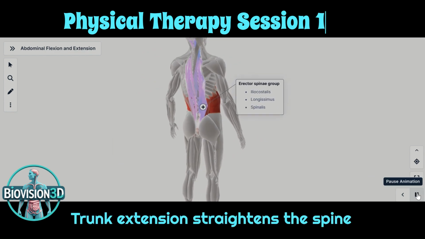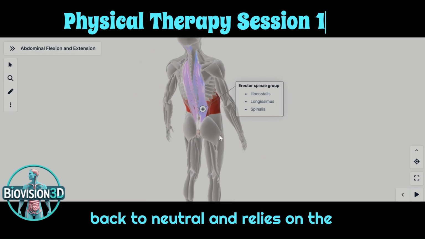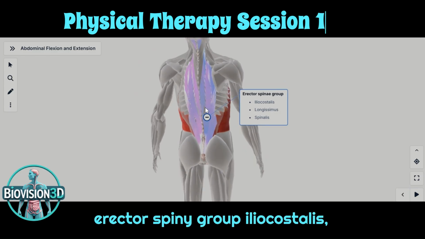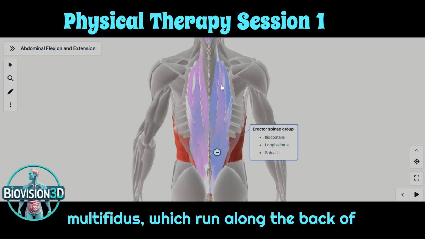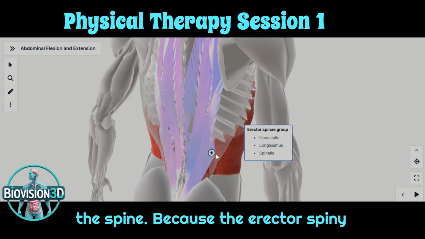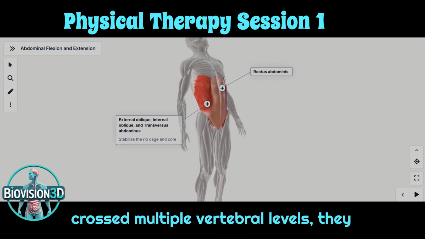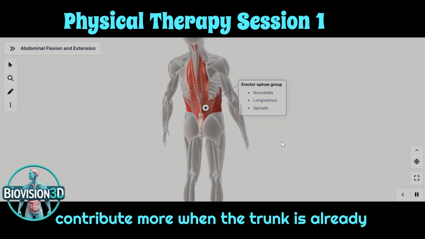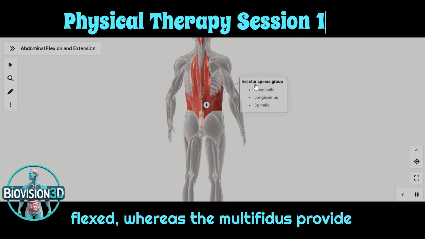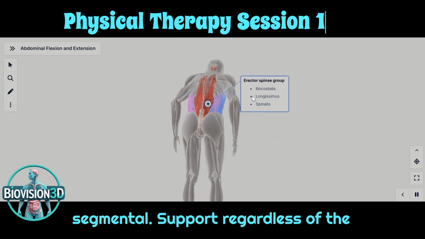Trunk extension straightens the spine back to neutral and relies on the erector spinae group, iliocostalis, longissimus, and spinalis, and the multifidus, which run along the back of the spine. Because the erector spinae cross multiple vertebral levels, they contribute more when the trunk is already flexed, whereas the multifidus provides segmental support regardless of the starting position.